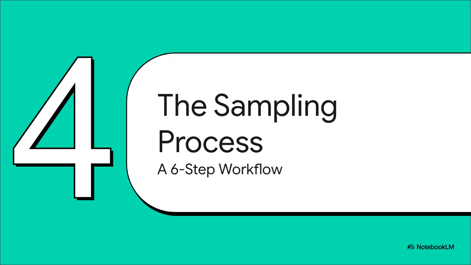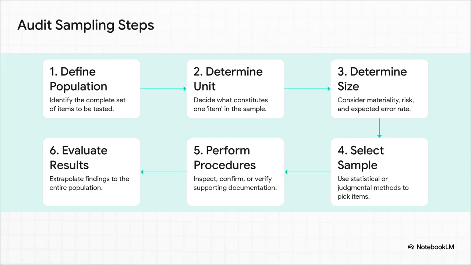Now, no matter which of those 2 paths you take, statistical or non-statistical, the actual process you follow has a pretty clear structure. So let's walk through those 6 steps together. It really is a step-by-step recipe. Step 1, define the population. First, you have to know exactly what group you're testing. Is it all sales invoices for the year? You got to be specific.